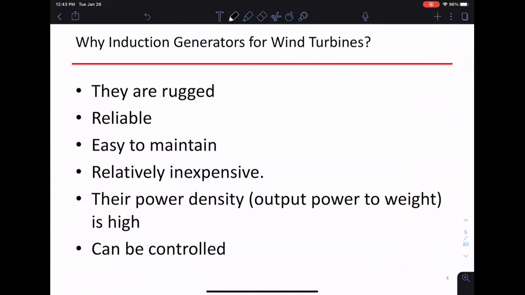Their power density is quite high, so the power to weight ratio is quite high. It's a very cheap, simple motor to use. It's reliable. And that's the first generation of turbines. That's why they use induction machines as generators.